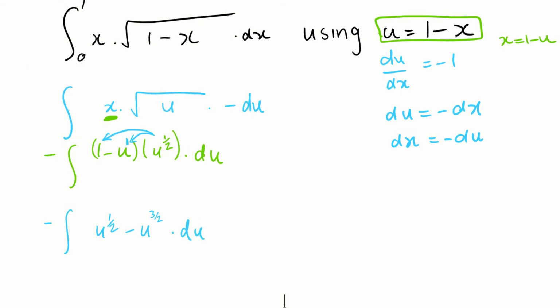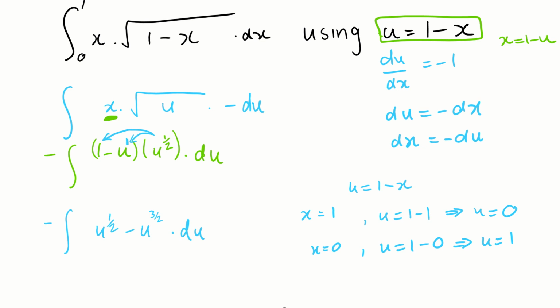Now my bounds. I have that u is equal to 1 minus x. My x values are at x equals 1 and x equals 0 on my bounds. So that's going to be u is equal to 1 minus 1, which gives me that u equals 0 there. And for this one, u is equal to 1 minus 0, which is going to give me that u is equal to 1.